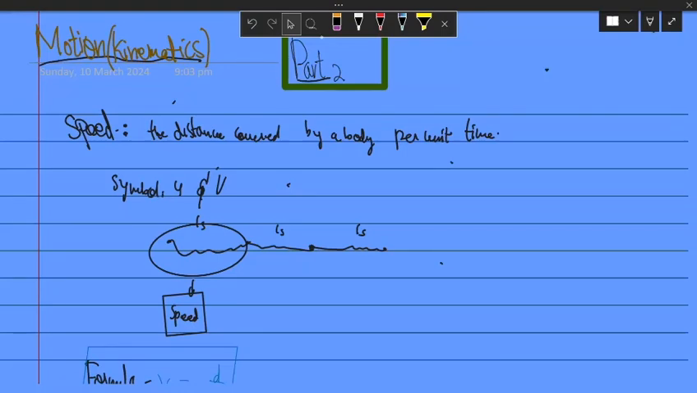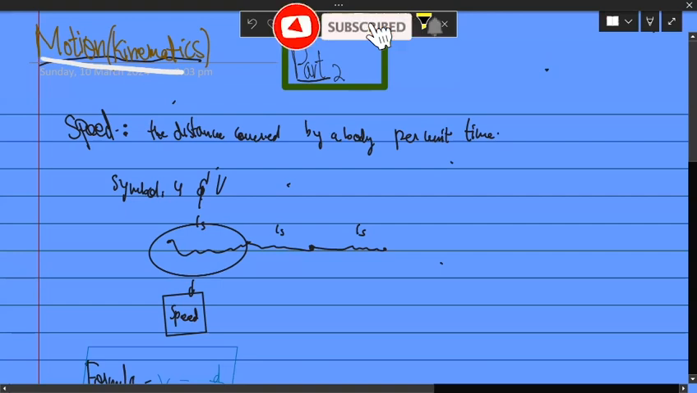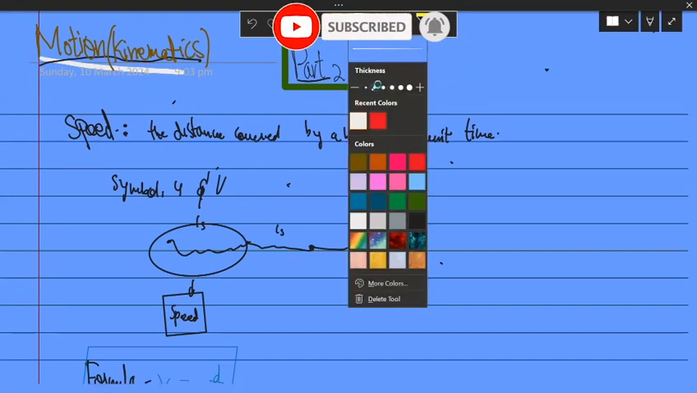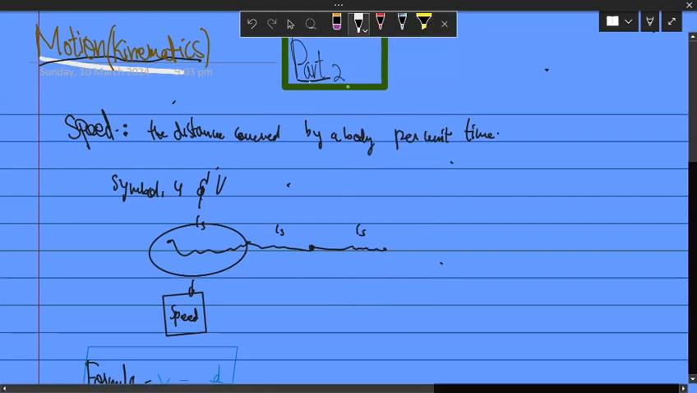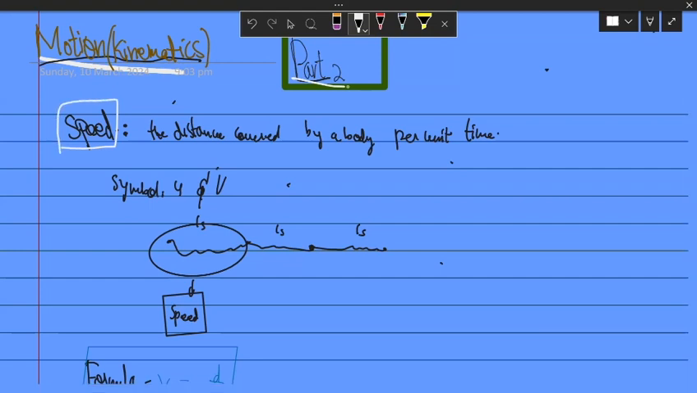Assalamu alaikum guys. So in today's lecture, we are going to do the second part of our topic, motion, or we may also call it kinematics. In this second part, we will discuss what is speed, and some other topics also. So let's start.